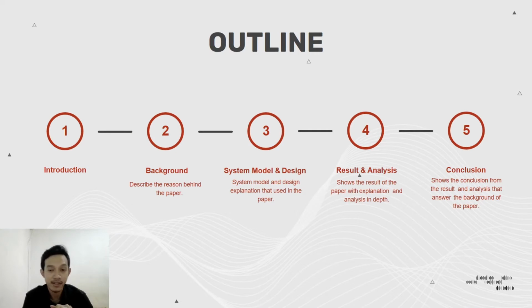Okay, this presentation is divided into 5 chapters. The first part consists of the introduction, the second is the background, which describes the reason behind the paper, the third is the system model and design, an explanation of what is used in the paper, and the fourth is the result and analysis, which shows the result of the paper with explanation and analysis in detail. And the last is the conclusion. It shows the conclusion from the result and analysis that answers the background of the paper.